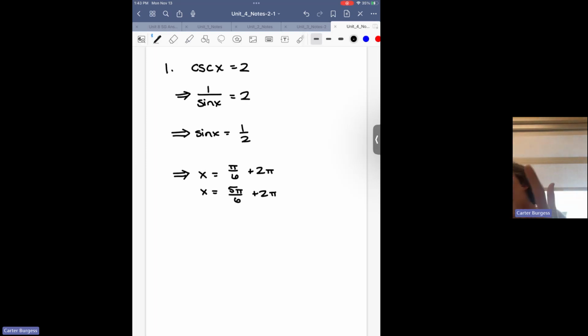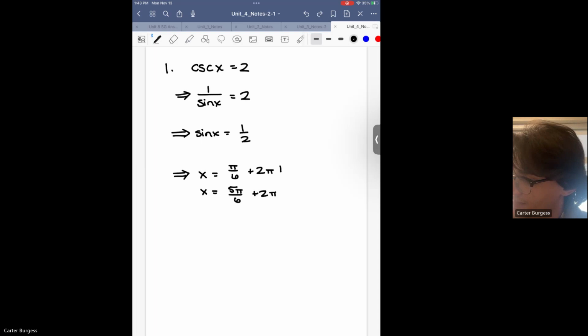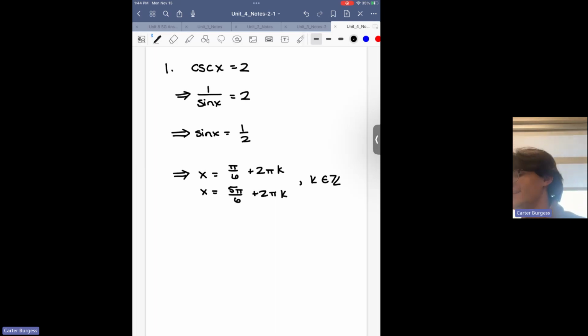As long as we are adding or subtracting full rotations, full intervals of 2 pi, we should have the same final resting point. The way that we are going to express this in terms of an equation, we are taking what I'm going to describe as the nodes, this pi over 6, this 5 pi over 6, these two solutions, and we are going to add 2 pi times k to the pi over 6 and to the 5 pi over 6, where the thing that we care about with k is that k is an integer.